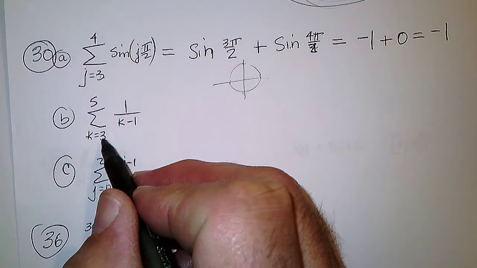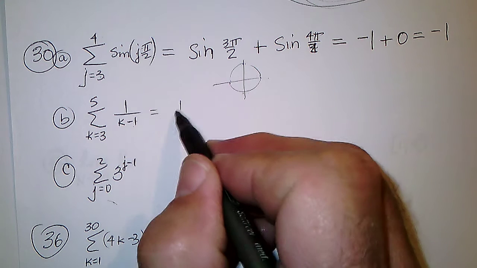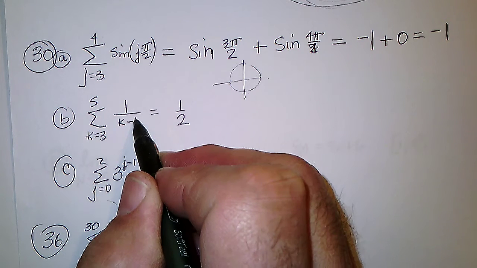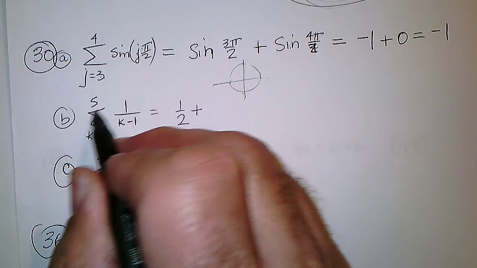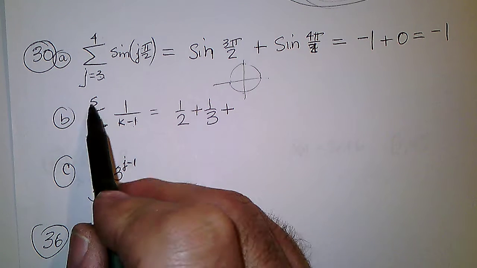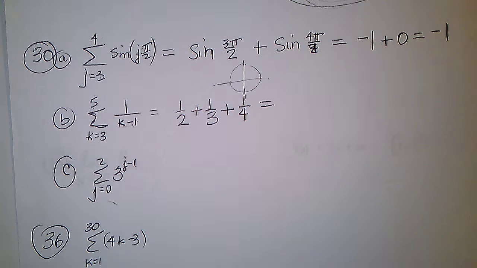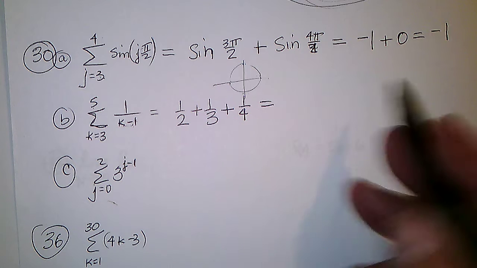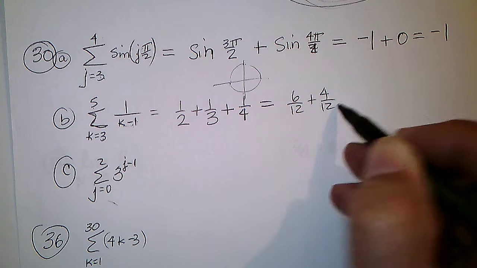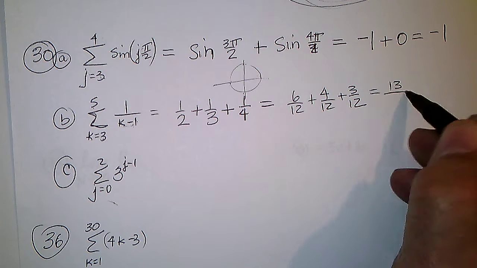The next one, I put in 3, and I get 3 minus 1 is 2, 1 over 2, so I get 1/2 when this is 3. Then I put in 4, 4 minus 1 is 3, so I get 1/3, plus, because it's a sum, then I put in 5, 5 minus 1 is 4, so I get plus 1/4. Common denominator is 12, so I've got 6/12 plus 4/12 plus 3/12. That's 13/12.